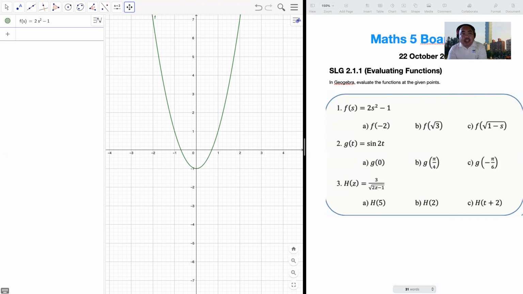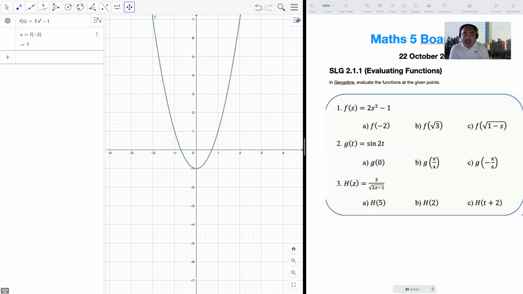So firstly, how do we evaluate f of -2? Very simple. You just type in f of -2, and you will see there 7. So it will show you that f of -2 is 7, which is true enough. When you substitute -2 into the expression, you will have 2 times the square of -2, which is 4. So 2 times 4, that's 8 minus 1. Indeed, it is 7.